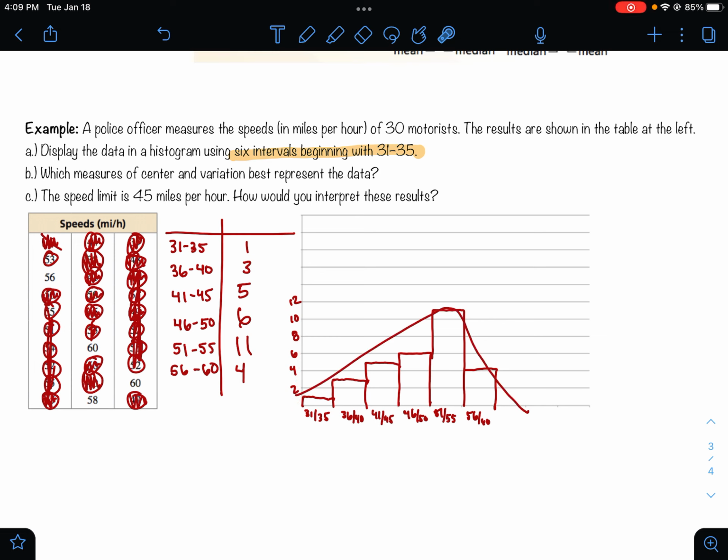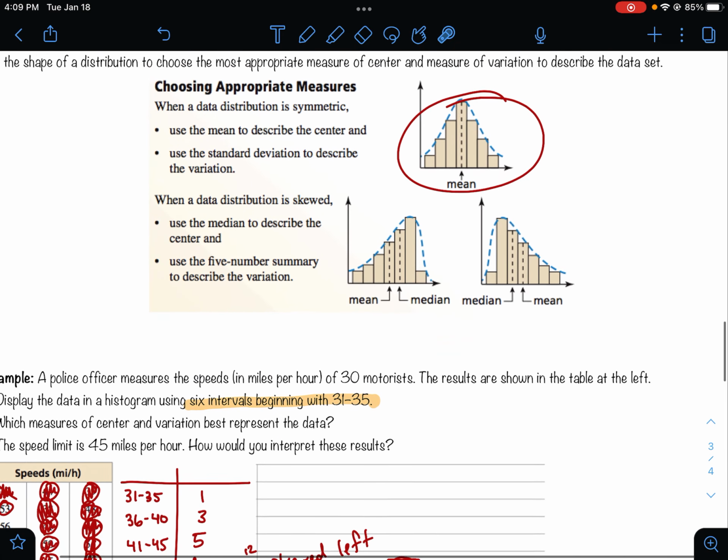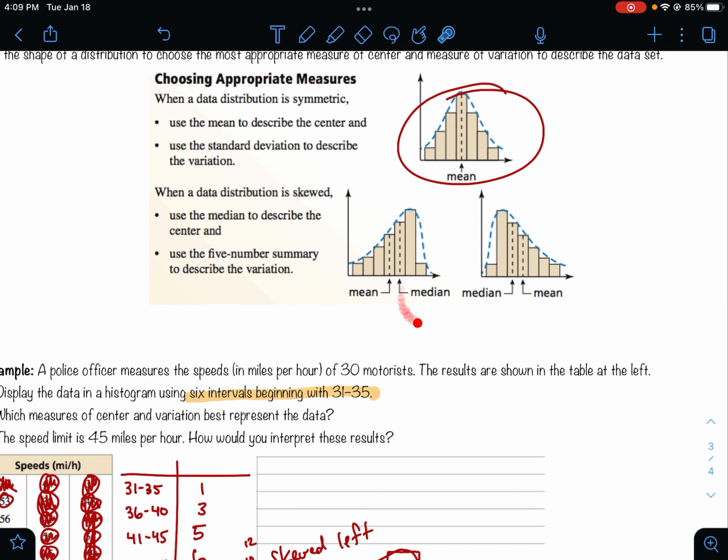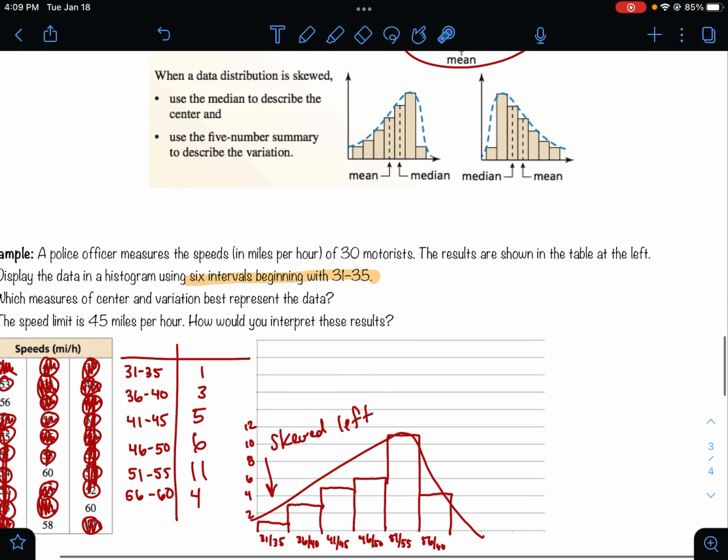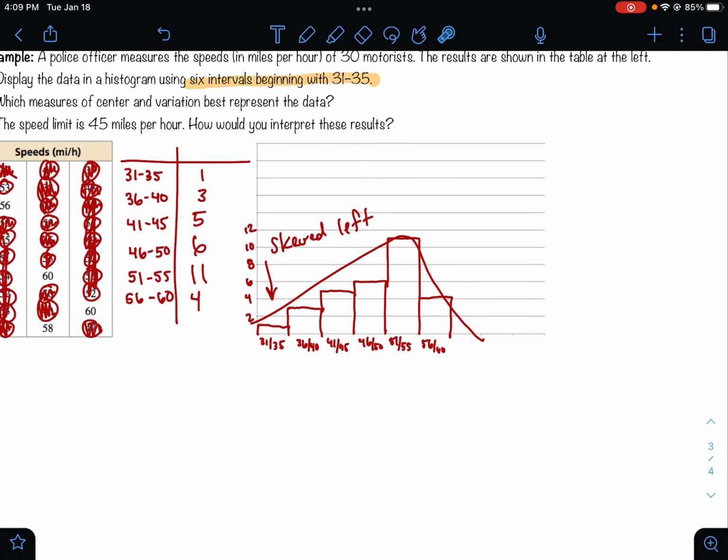This one clearly looks like it does have a tail to it over here on the left. Since the tail is over here on the left, it's going to be skewed left. Now, because it's skewed, we know that we need to use median, because we always use median unless it's symmetrical, and then we use mean. So this one we would definitely use median.